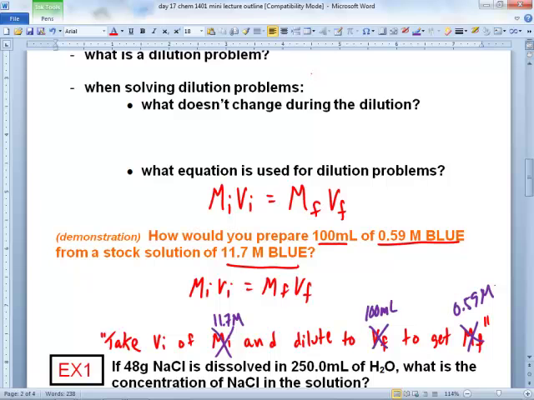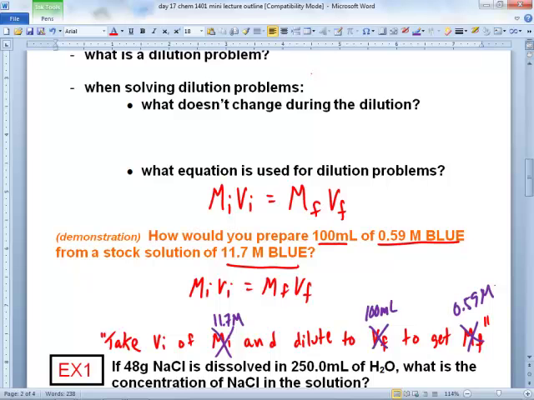Can you see it? Do we need to convert everything to liters? Because if we use VF as 100 mils, what units would VI have to be in? It'd be in milliliters. If we do convert to liters, like Victoria said, convert to liters, no big deal. But then our units for VI will be in? Still in liters. So whatever units this stuff is in, that's what this stuff is going to be in.